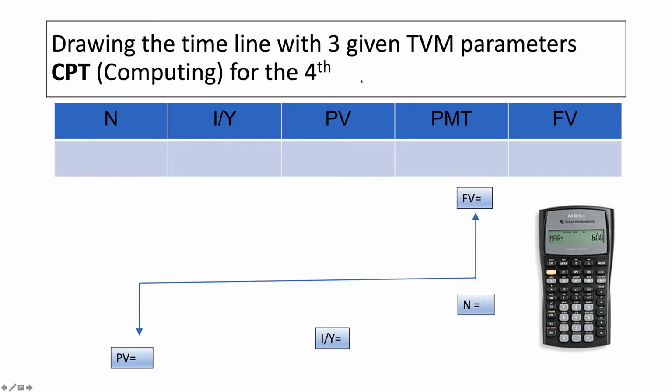So in the financial calculator, you're using PV, FV, and N, the 3 given parameters, solving for I. Now, the key element is to make sure that the present value has a negative sign in front of it. Otherwise, the calculator will show you an error message.